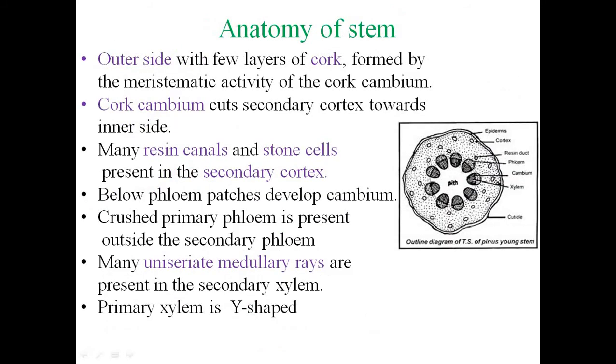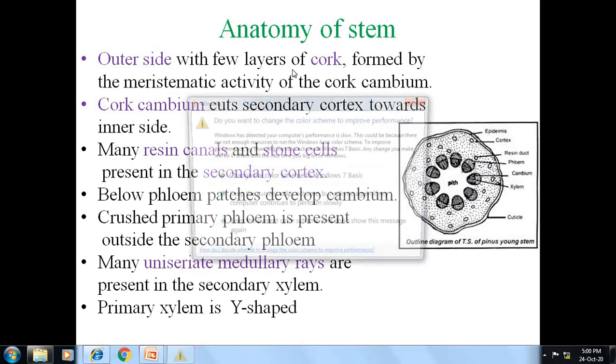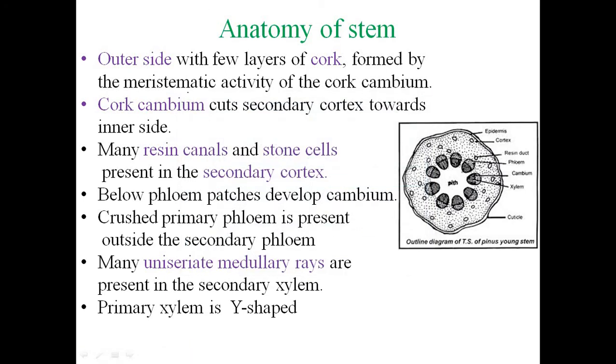Stem anatomically shows outer few-layered cork formed by the meristematic activity of the cork cambium, which cuts the secondary cortex toward the inner side. Here also many resin canals and stone cells are present in the secondary cortex. You can observe these stone cells as well as the resin canals, below which phloem patches develop into the cambium. Many uniseriate medullary rays are also present in the secondary xylem, whereas the primary xylem is Y-shaped. So you can observe this is the outline of TS of young stem.